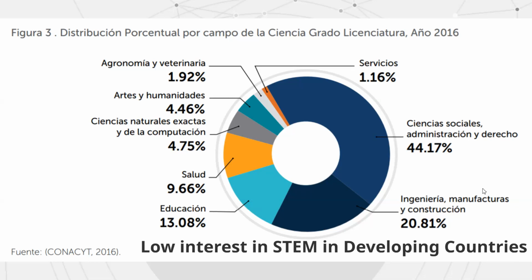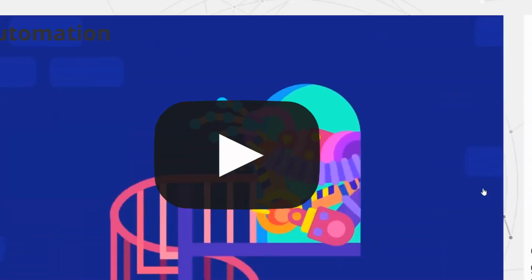Even though we have this high interest for social sciences, management, and law, we do have a high interest in engineering, manufacturing, and construction, which is around 20%. But science, and that's very worrying, it's only 4.75%. Only 4.75% of the people starting a bachelor's degree are choosing sciences. And we're living, again, in a world with challenges that require more scientists.